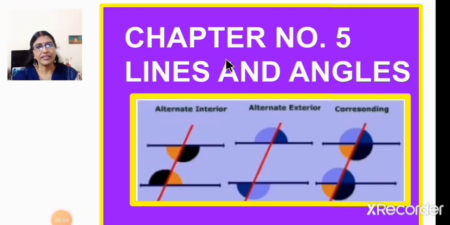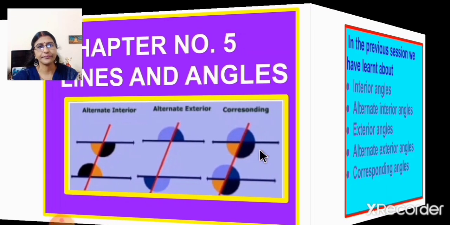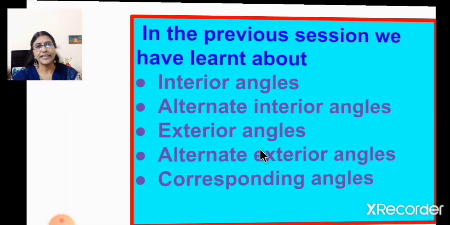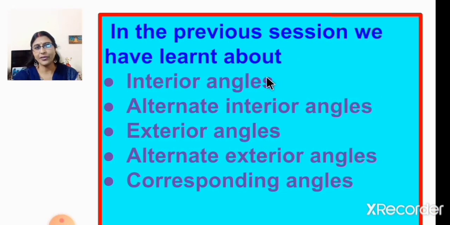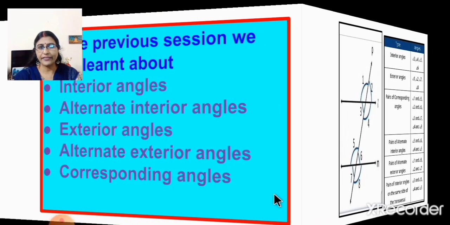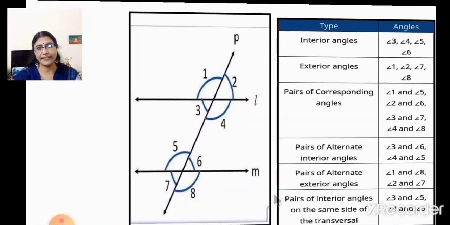Let us continue with the same chapter, chapter number 5, Lines and Angles. In the previous session, we have learnt about interior angles, alternate interior angles, exterior angles, alternate exterior angles and corresponding angles. Let us revise what we have learnt.